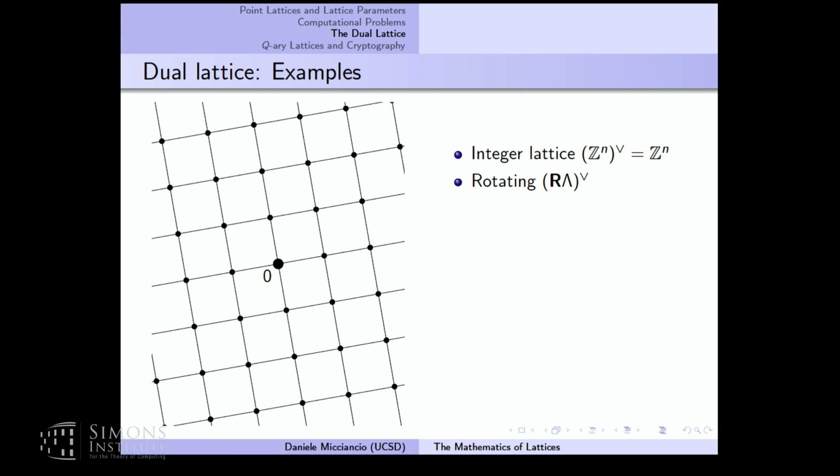Now, let's apply a linear transformation. Let's rotate the lattice. What is the dual of a rotated lattice?